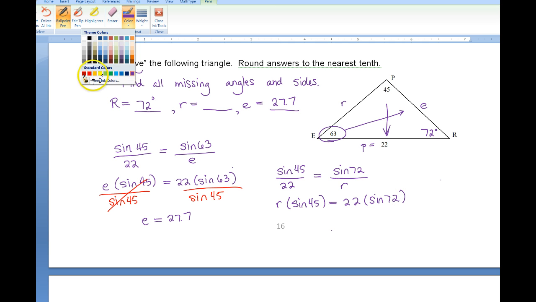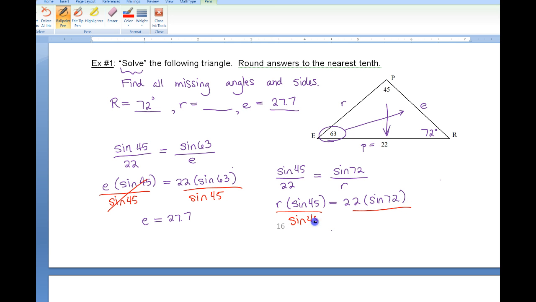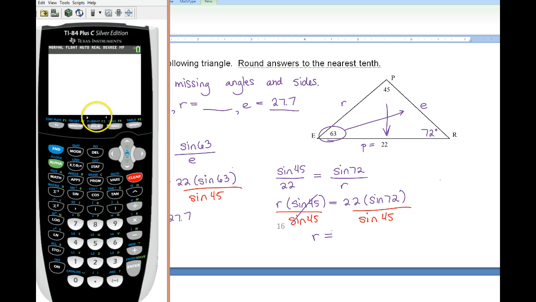So we're going to cross multiply. Divide both sides by sine of 45 again. And I get, so here, these cancel. So we're going to type in 22 times sine of 72, close parentheses again, divided by sine of 45, and we get 29.6.